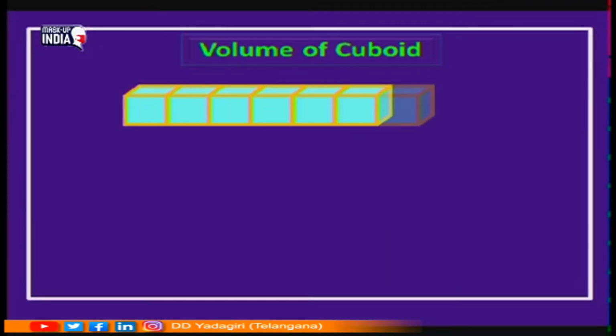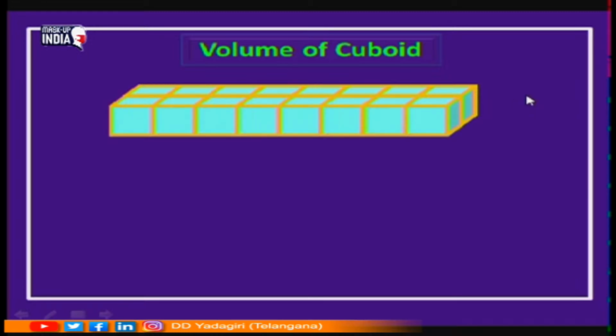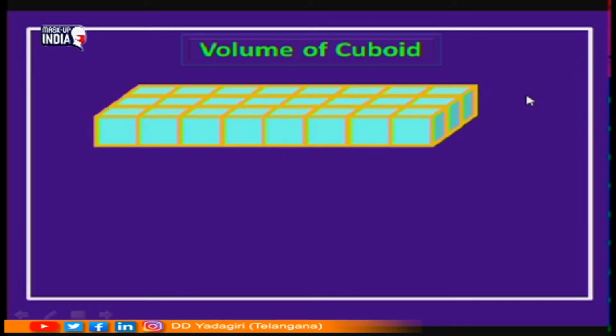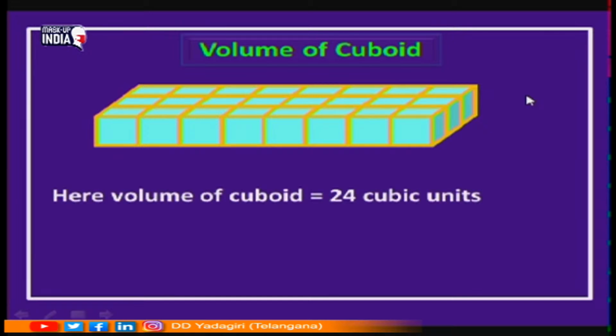Okay, children. Let us see how to find the volume of a cuboid now. Let us consider cubes as shown on your screen. How many cubes are there, children? Yes, there are 8 cubes. Now, joining all these cubes, you got a cuboid, isn't it? Now, I will take a few more cubes, another 8. So, total 16, then another 8. So, total 24. So, the volume of the cuboid becomes 24 cubic units here.